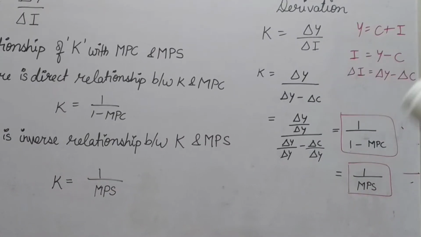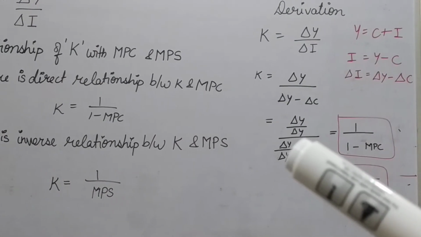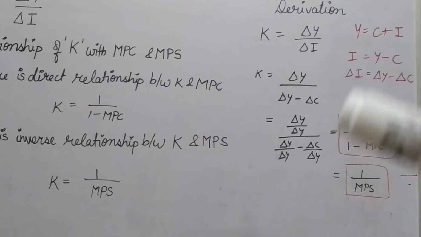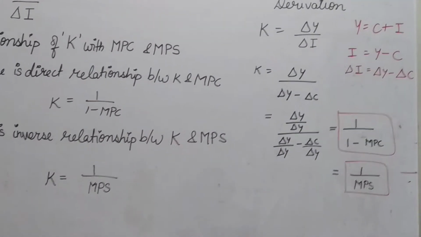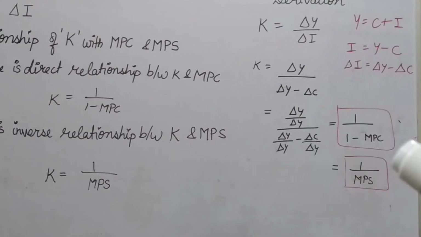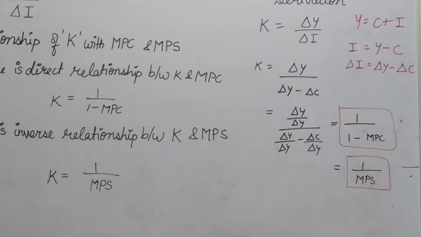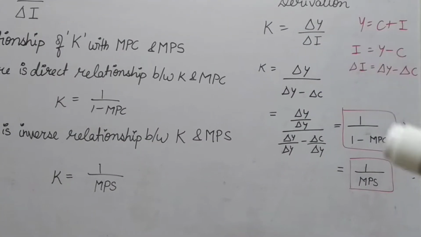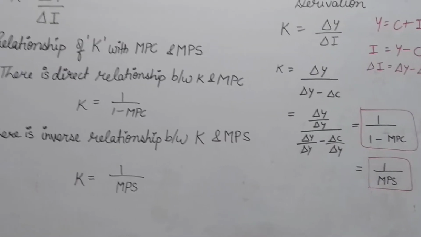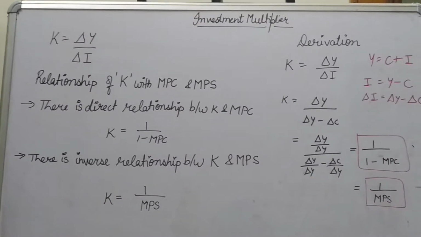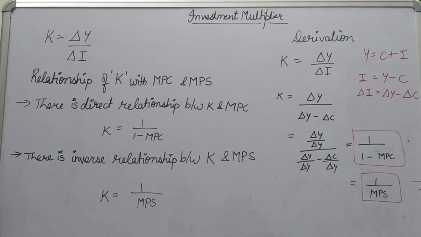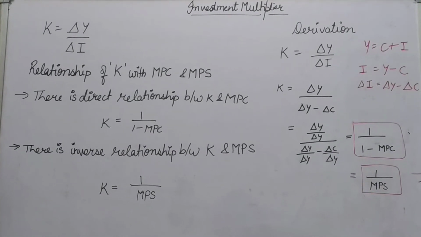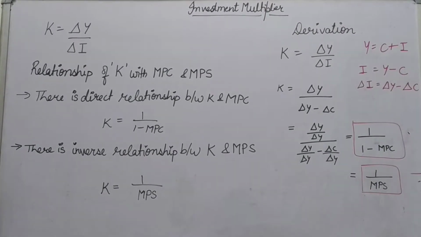Now on the right side we are going to divide by delta y. That means numerator and denominator दोनों को आपको delta y से divide करना है. तो we will get the value 1 upon 1 minus MPC. And we know 1 minus MPC equals MPS also. So from the first formula we can derive both the formulas. This is the derivation of investment multiplier, and there is a direct relationship between K and MPC and inverse relationship between K and MPS.